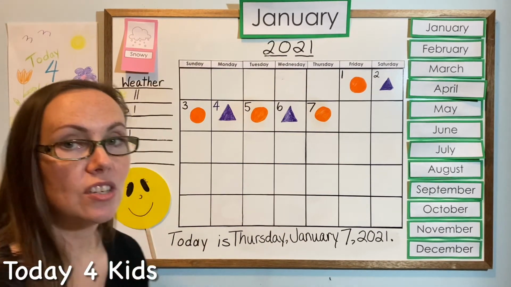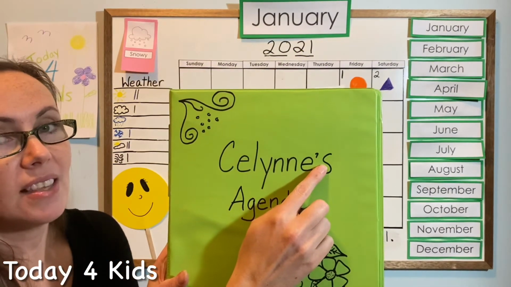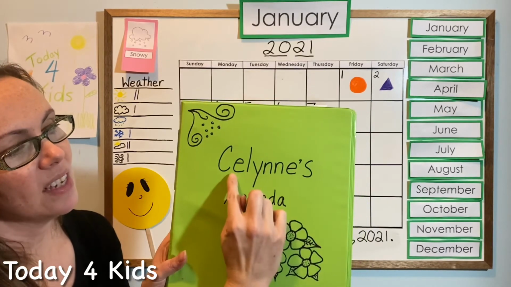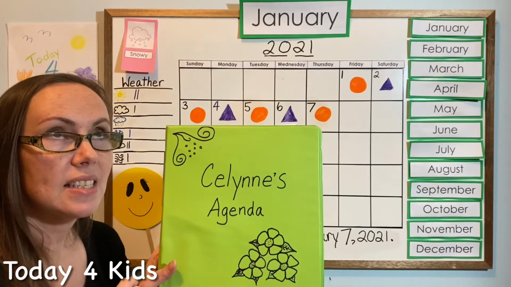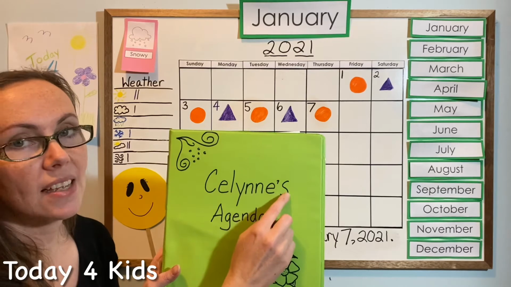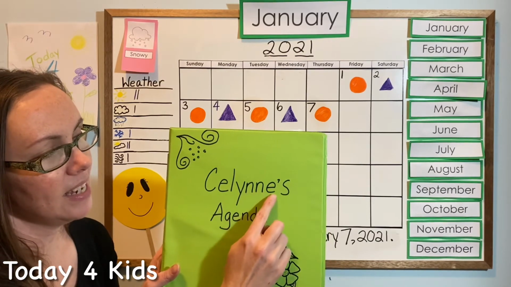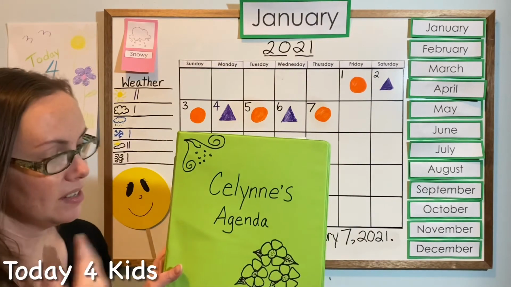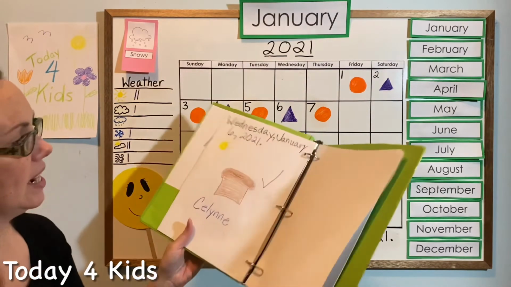So next we're going to do my agenda. Do you remember what the apostrophe S means at the end of my name? It means it belongs to me. We say Slins. So when you say your name with an S at the end of it, that means it's yours with an apostrophe S. Slins. C-E-L-Y-N-N-E apostrophe S. So that tells people that this book belongs to me. So this is my agenda. And we are going to open it up to our day.